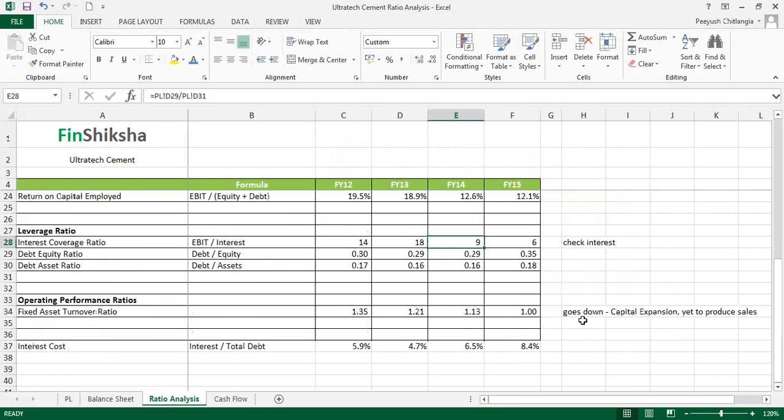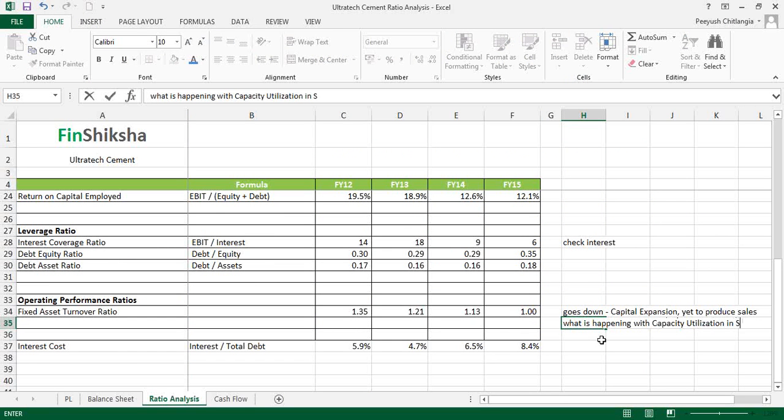You could try and search what is happening with capacity utilization in cement, right? So just try and search for this separately beyond this section, this class, and we'll get a sense of what's happening with capacity utilization and whether that is kind of creating an issue here or not, right? So that's the first part that we realize that we do.